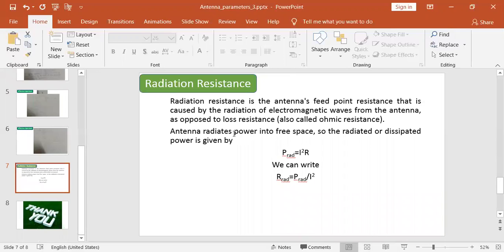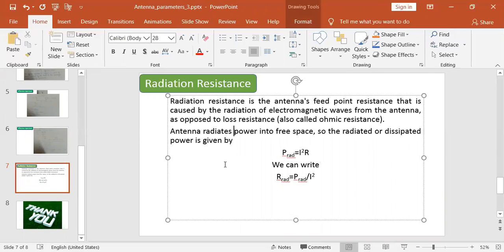So what is radiation resistance? Radiation resistance is the antenna feed point resistance that is caused by the radiation of electromagnetic waves from the antenna, as opposed to the loss resistance, also called ohmic resistance. The antenna radiates power into free space. So the radiated or dissipated power is given as P radiated is equal to I square into R. Therefore, radiation resistance R rad is equal to P rad by I square.